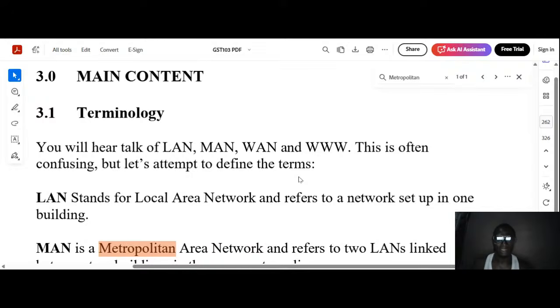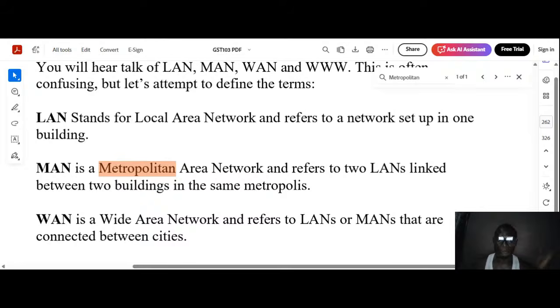All right, so let's start. Let's read terminology. You will hear talk of LAN, MAN, WAN, and WWW. This is often confusing, but let's attempt to define the terms. LAN stands for Local Area Network and refers to a network set up in one building. In exam, when you are asked which of the following network is set up in one building, LAN, MAN, WAN, WWW, your answer is LAN. There is a question like that.